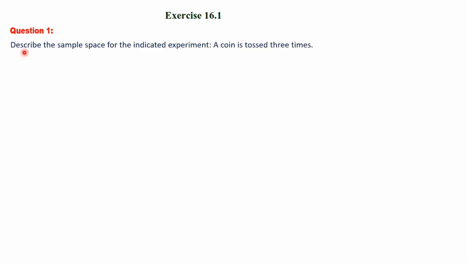Next we shall discuss the exercise questions. Exercise 16.1, first question. Describe the sample space for the indicated experiment. A coin is tossed 3 times. Here the experiment which is indicated is a coin is tossed 3 times.